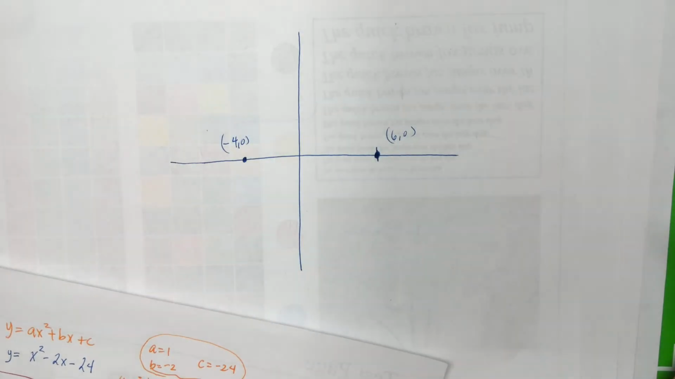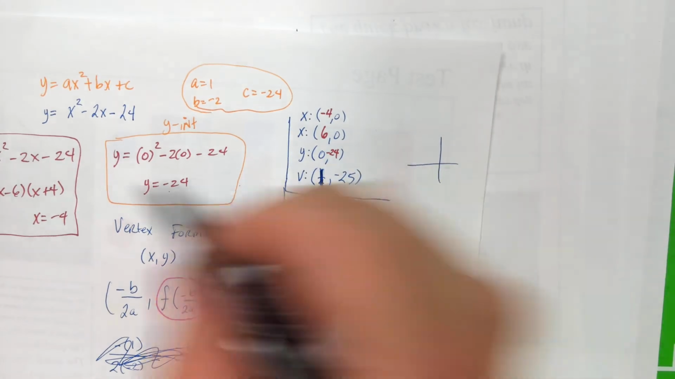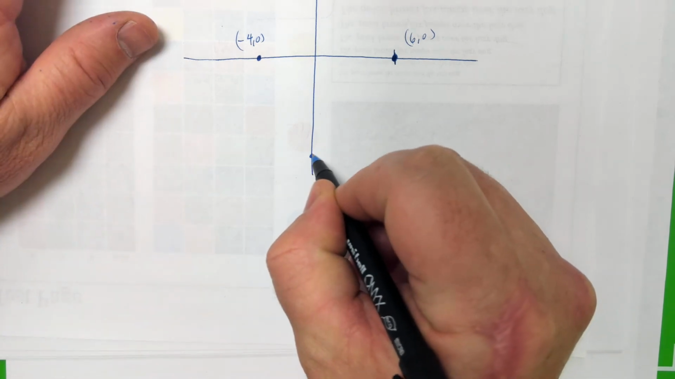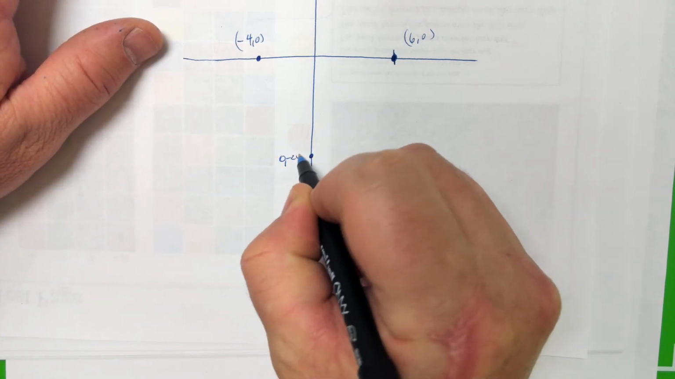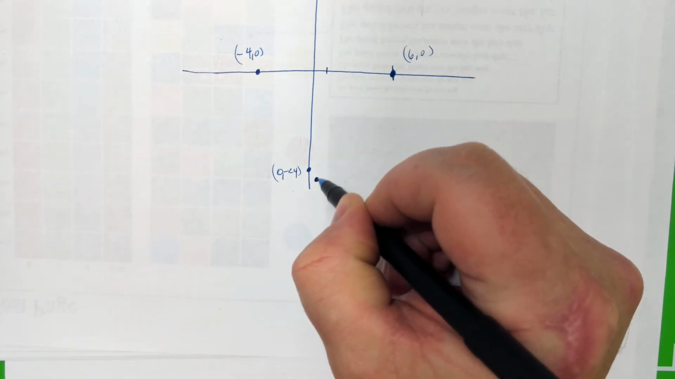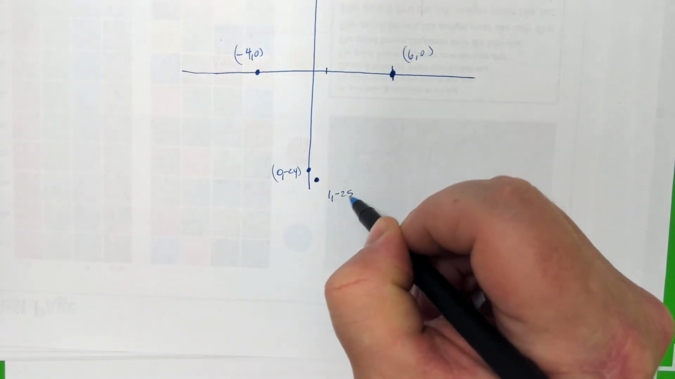So those are my x-intercepts. And I know those are the x-intercepts because I found them over here. Now the y-intercept's negative 24, which is going to be right there. Negative 24. Okay? X-intercepts, y-intercept, the vertex. Remember, the vertex was 1 and negative 25. That's my vertex. Okay? And there's a lot of information here.